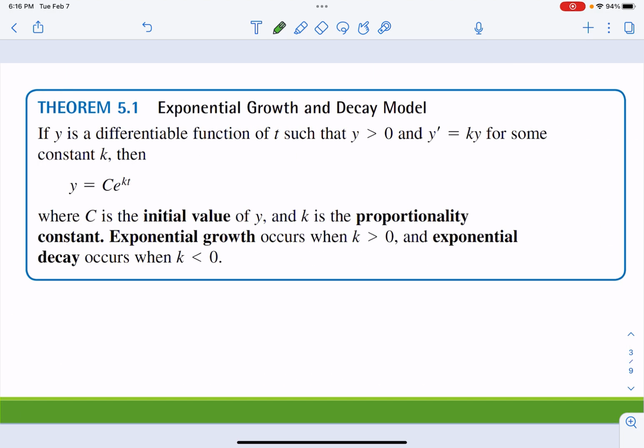Exponential growth and decay. If y is a differentiable function and y prime equals ky, then this is my differential equation and this is my solution curve. C is the initial value, that's key. K is the proportionality constant. If you're growing, k is greater than 0. If you're decaying, k is less than 0.